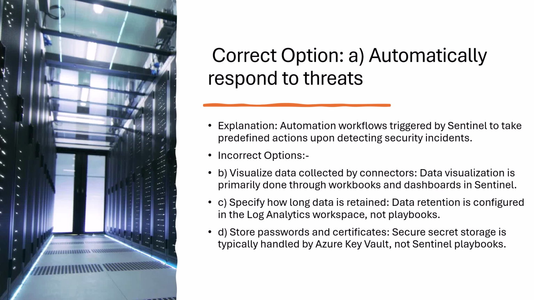Microsoft Sentinel's playbooks are essentially automation workflows. When Sentinel detects a potential security threat or incident, a playbook can be automatically triggered to take predefined actions. This could involve isolating a compromised user, blocking a malicious IP address, sending notifications to security teams, or even initiating more complex remediation steps. The key here is automation in response to security events. Now, let's see why the other options are incorrect.